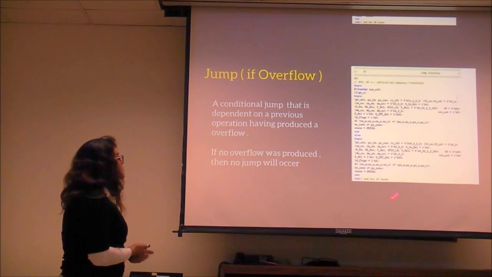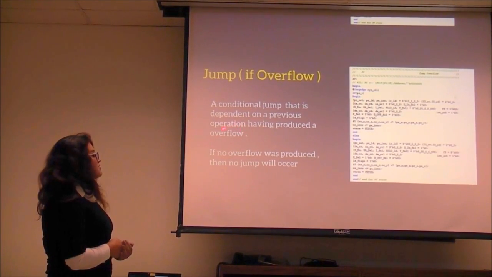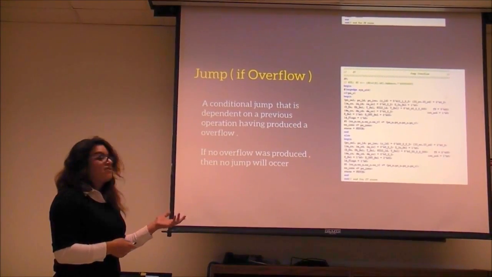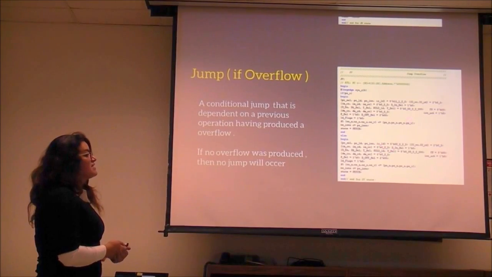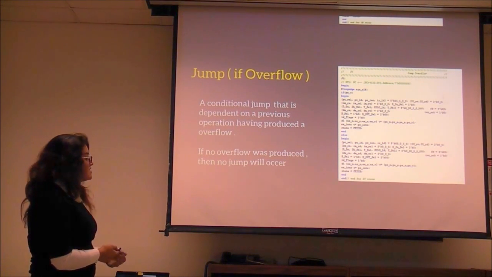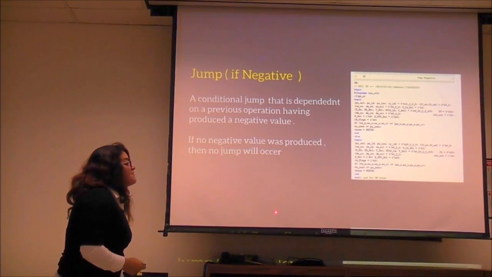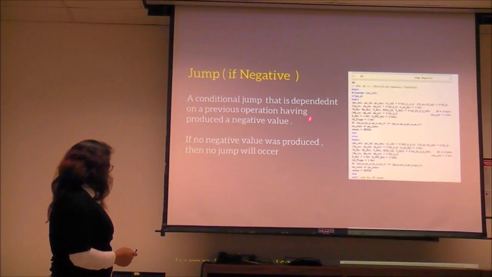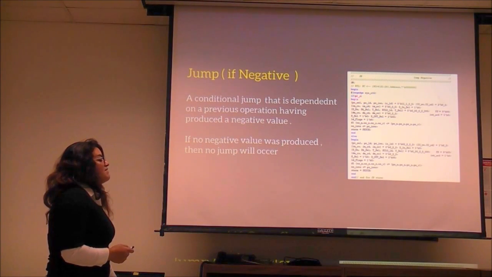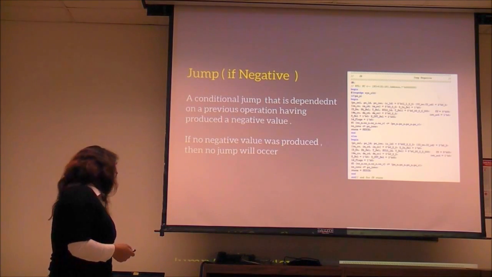Jump if overflow is a conditional jump that is dependent on a previous operation having produced a full overflow. Again, the jumps on the arithmetic flags perform exactly the same, the only difference being what exact arithmetic flag is being checked. And jump if negative, finally, to wrap up the jump types, performs a jump if and only if the negative flag has occurred, in the case where the value is less than 0.